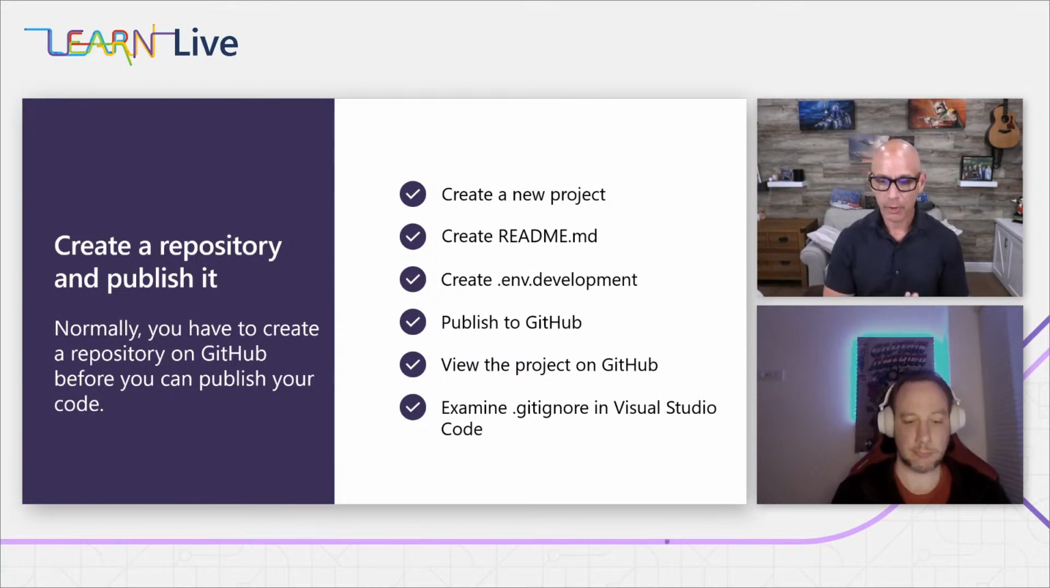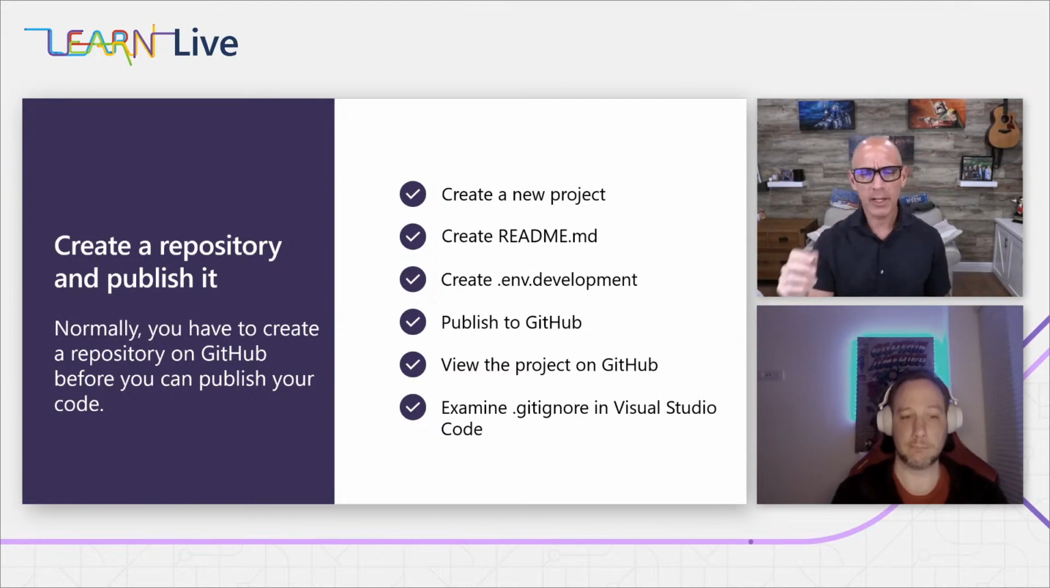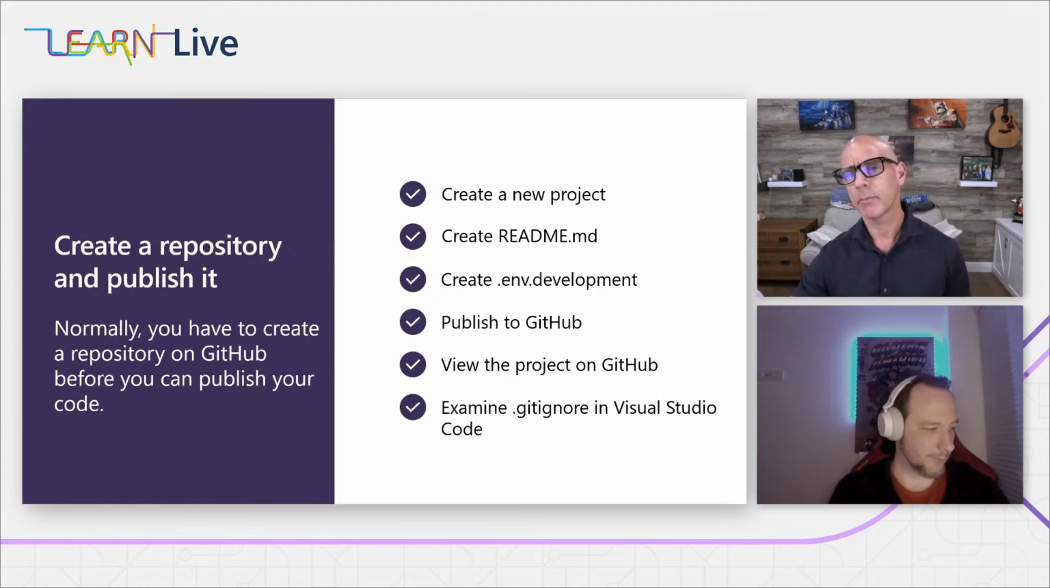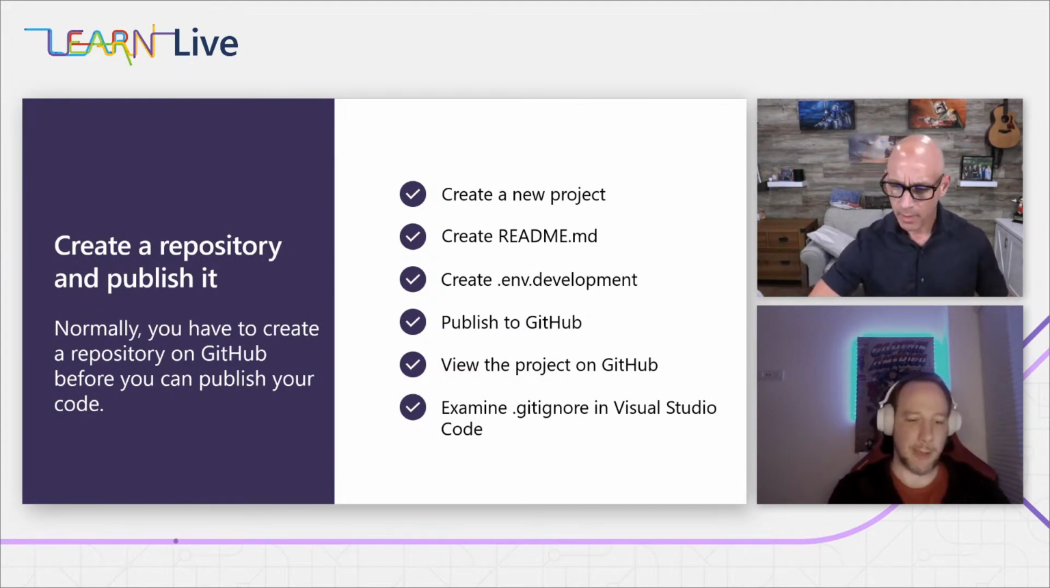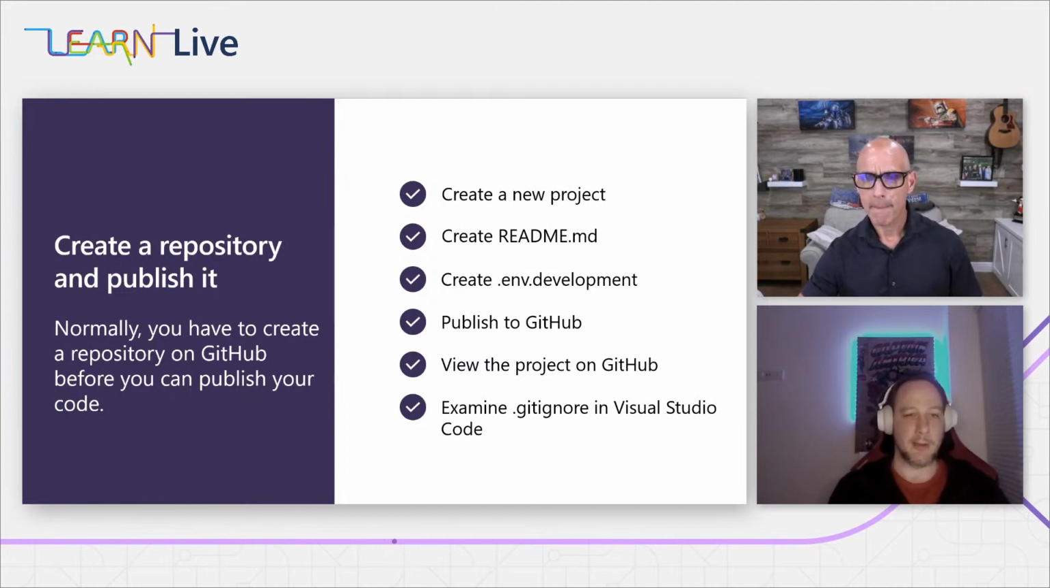So the basic steps here: we're going to create a project, we're going to create a README file. Everyone should always have that. We're going to create a .env file that we're going to have for development. We're going to publish things up to GitHub. Then we're going to go look at it at GitHub. And we'll take a look at this gitignore file that gets created for us to find out what that's all about, to make sure that you're not uploading secrets.